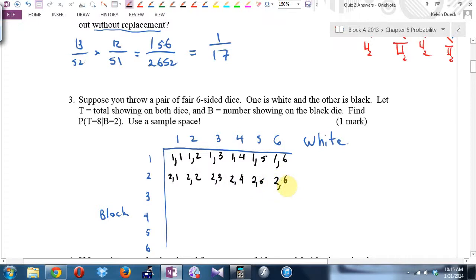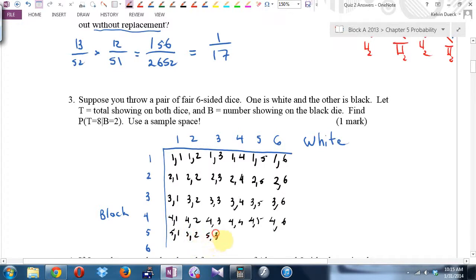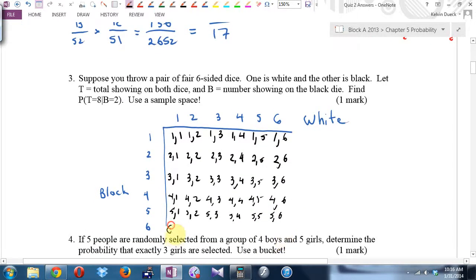And you may say, hey, Mr. Dueck, this takes a while. You're going to end up writing 36. It'll take you probably 60 seconds grand total, because you'll do about one a second, maybe a bit longer. 3, 1, 3, 2, 3, 3, 3, 4, 3, 5, 3, 6, 4, 1, 4, 2, 4, 3. I can't talk and write this at the same time, sorry. Okay. There's my sample space.